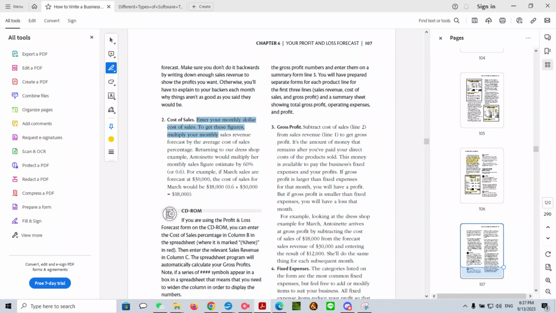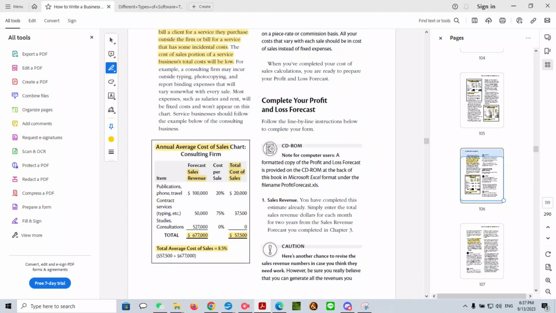So as you know, for cost of sales, you enter your monthly dollar cost of sales, as I told you. To get this figure, multiply your monthly sales revenue forecast by the average cost of sales percentage. Okay, cost of sales: multiply sales revenue by the average cost of sales.